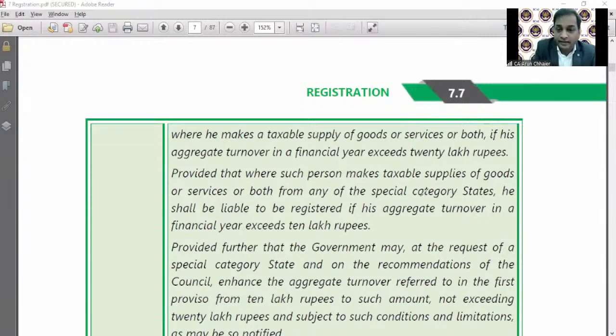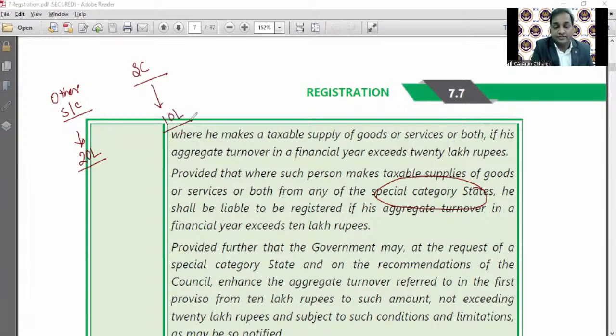Now, if I am making the supply from other than special category state, then the limit would be 20 lakhs. If I am making the supply from special category state, then the limit would be 10 lakh rupees.